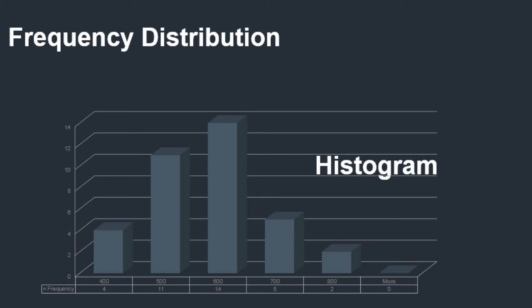It groups the data into classes that we call intervals and records the frequency with which we see that event occurring. So in the first group here, you can see that we had a frequency of 4 occurrences of 400, and then we had 11 occurrences of 500 and 14 of 600. And it graphically depicts it in this manner. We call this a frequency distribution, but also a histogram, like I said, is a specific type.